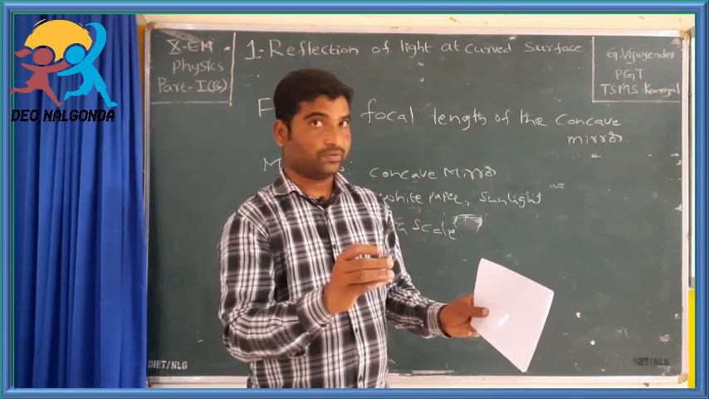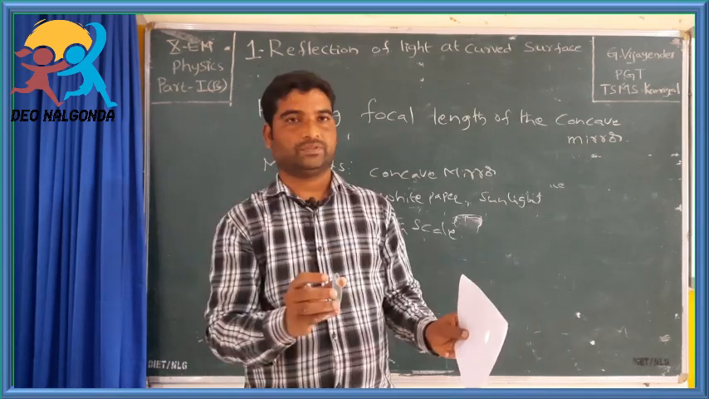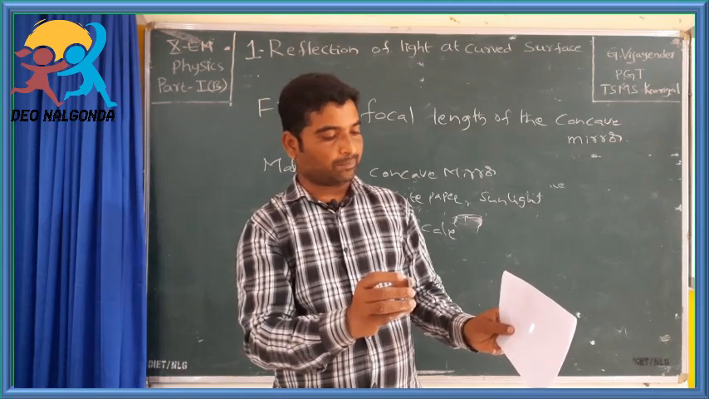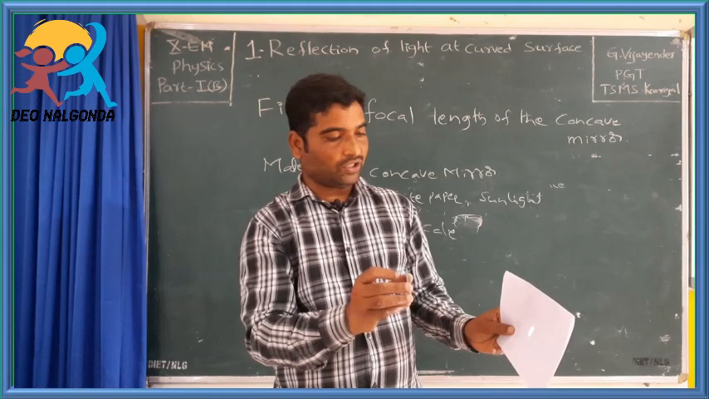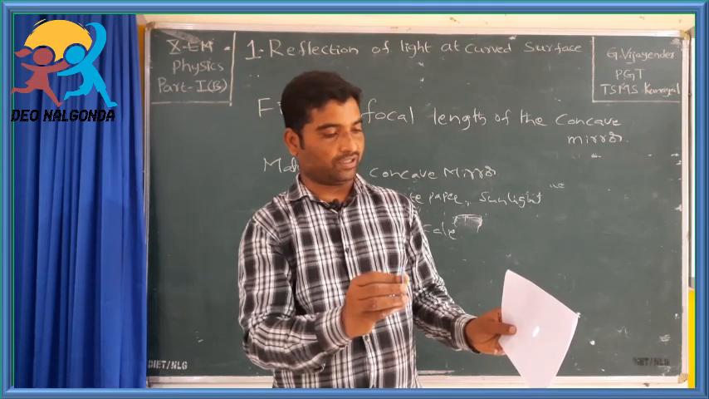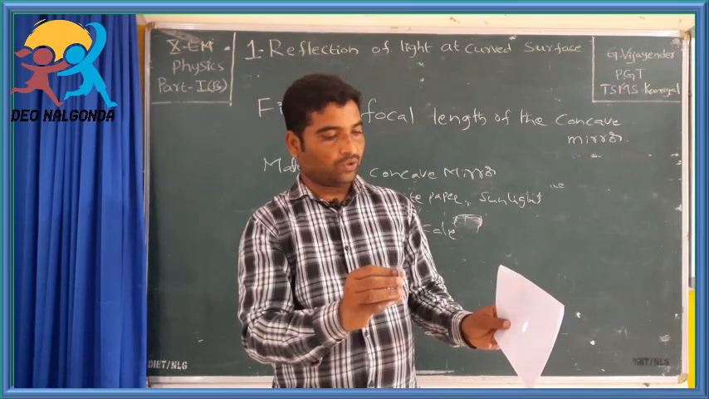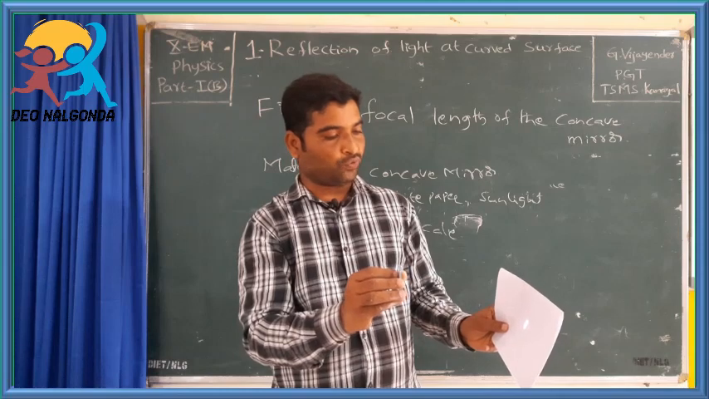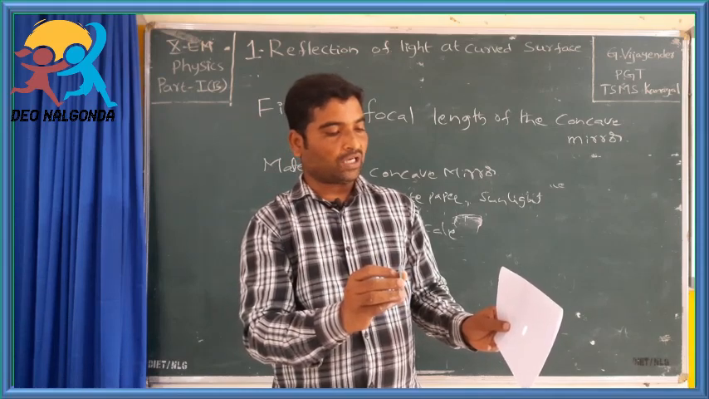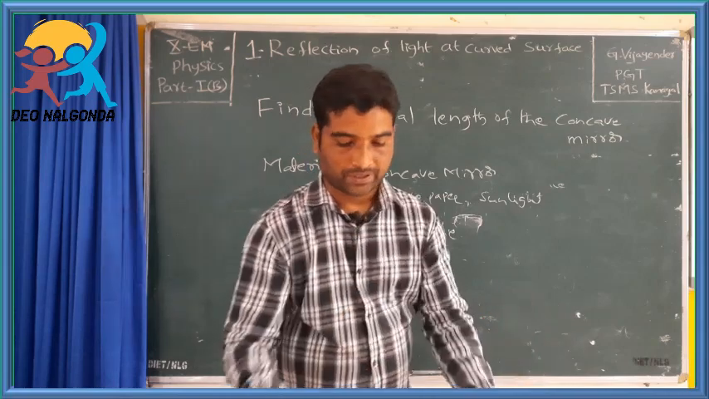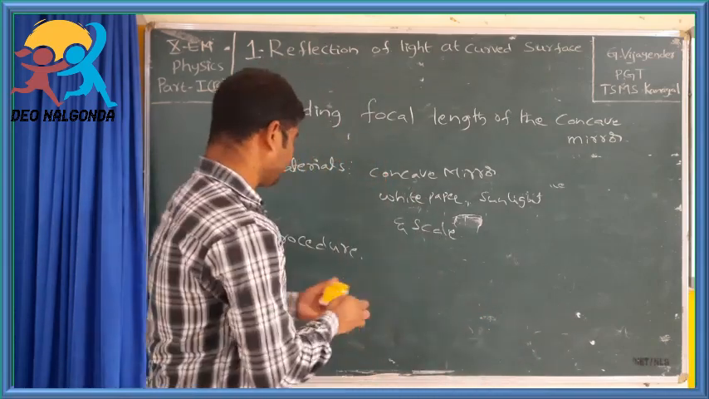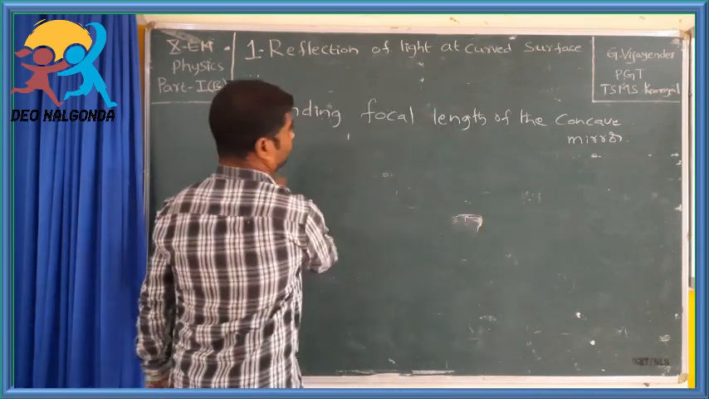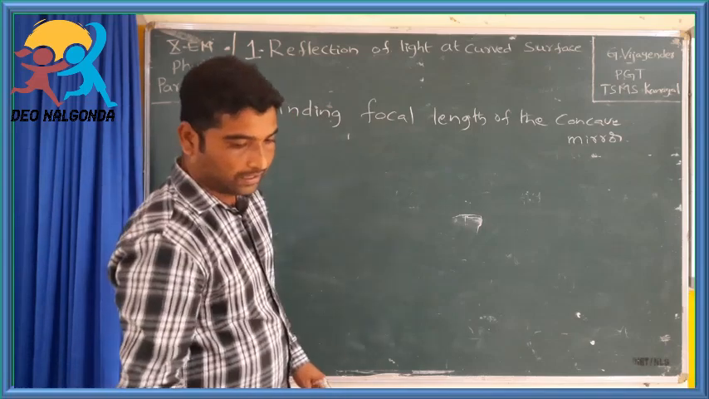Okay. Now we can get the sharp image of the sun on the paper. That sharp image of the sun will give the focus of this concave mirror. Now measure the distance between the concave mirror and the image of the sun, that is the focus. That will give the focal length of this concave mirror. So we can see the focus and focal length of the concave mirror by drawing the ray diagram.